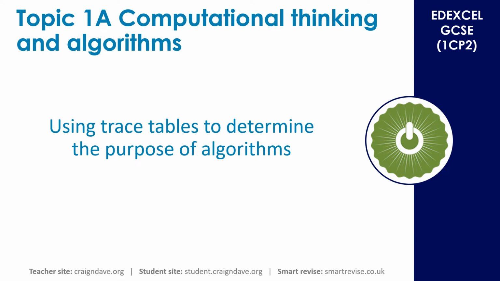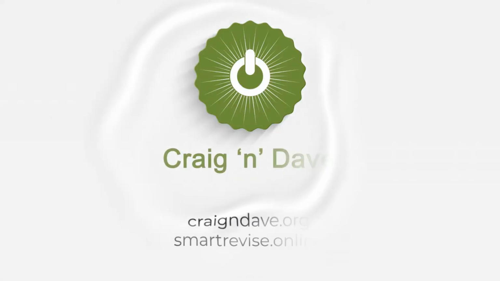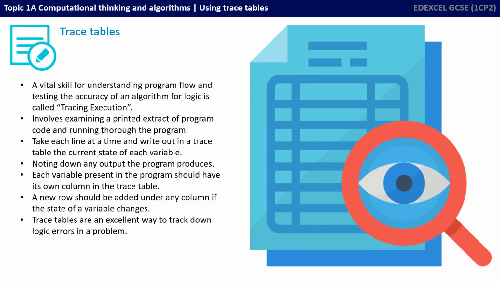In this video, we take a look at a really important skill which can help you spot errors, especially logic errors in your programs, and this is trace tables. So this vital skill can help you understand how a program works. It is a great way to spot logic errors and test the accuracy of an algorithm and its underlying logic.